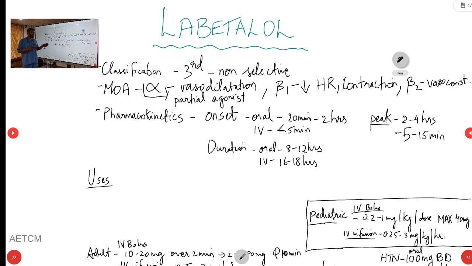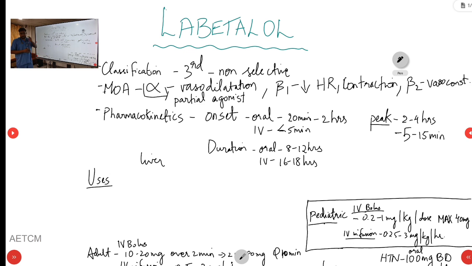Duration: IV duration is basically from 16 to 18 hours, depending on the dose, so it is a dose-dependent duration of action, whereas orally it takes around 8 to 12 hours. And coming to the metabolism, how the drug is metabolized: it is mainly metabolized in the liver by glucuronide conjugation. Labetalol is metabolized by glucuronide conjugation and is excreted in urine and feces. So that is the metabolism.